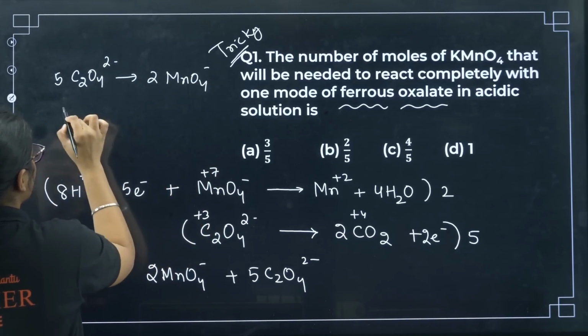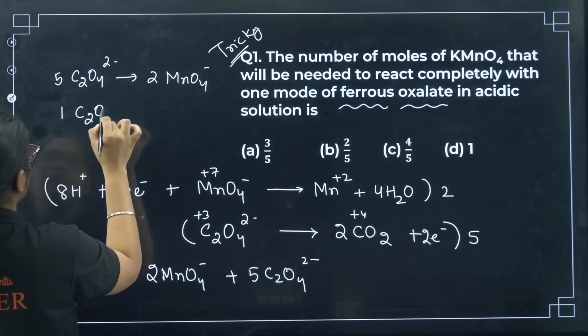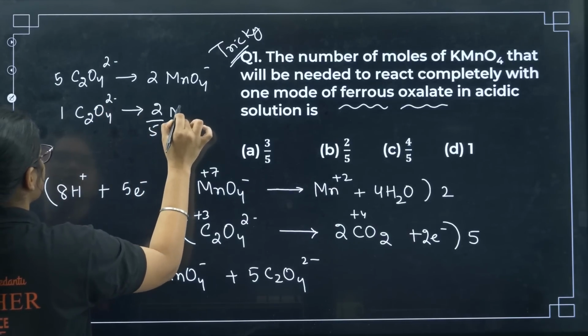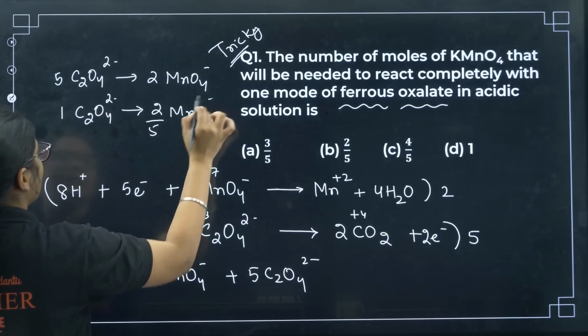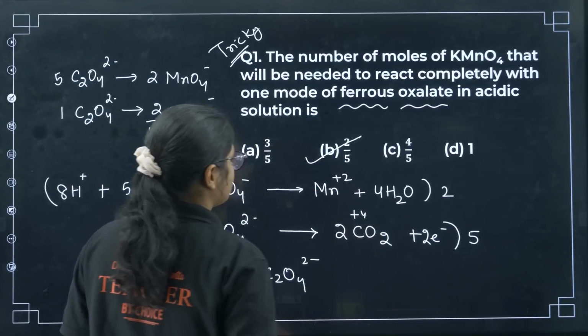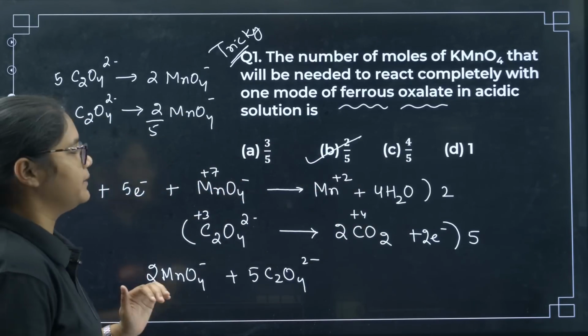Now 1 mole of C2O4 2 minus will be oxidized by 2 by 5 moles of MnO4 minus. So this gives you the answer 2 by 5. The correct answer is option number B.